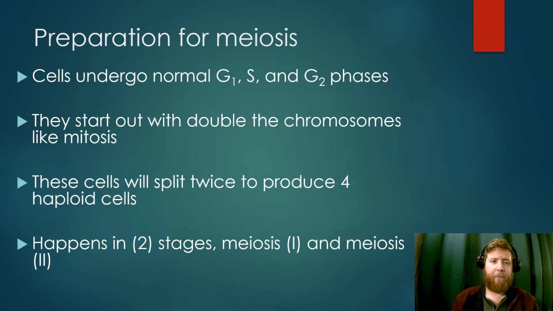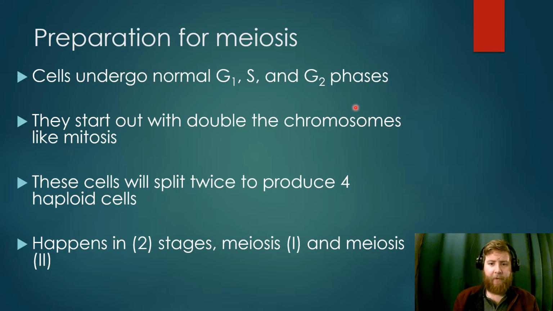Alright, so cells prepare for meiosis the same way that they prepare for mitosis. They undergo the normal G1, the gap 1 phase, the synthesis phase, and the G2 phase. They need to do this because they need double the organelles, double the DNA, and double the cytoplasm. So, just like in mitosis, they start out with double the chromosomes.